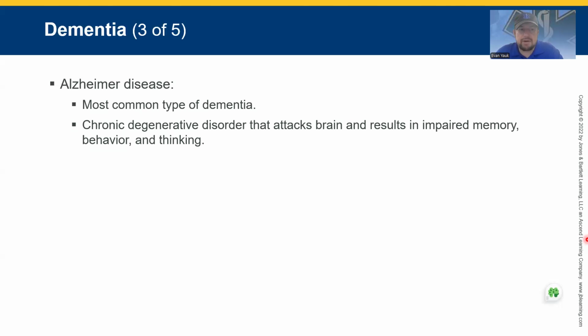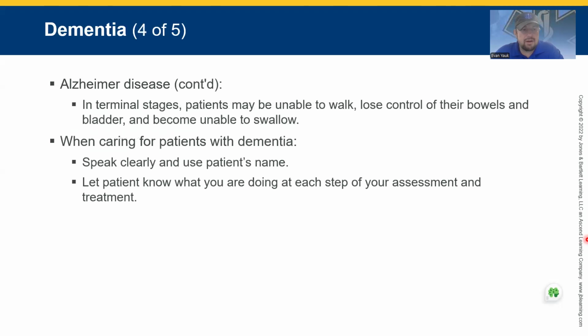Alzheimer's is very sad and depressing, so don't be surprised if you have to deal with an emotional family. In terminal stages, patients may be unable to walk, lose control of their bowels and bladder, and become unable to swallow. When caring for a patient with dementia, speak clearly and use the patient's name. Let the patient know what you're doing at each step of your assessment and treatment. We do that with everyone.